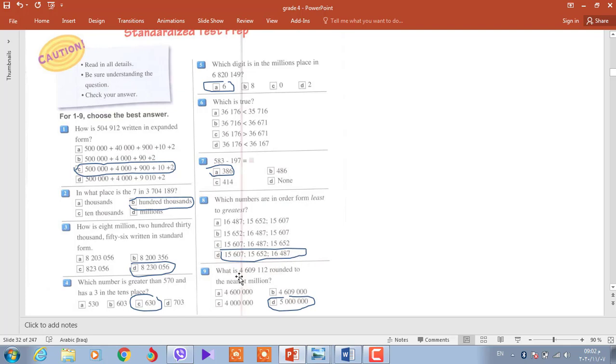What is 4,609,112 rounded to the nearest million? We have ones, tens, hundreds, thousands, millions. So 4 is in the millions place. The number behind it, 6, is greater than 5, so increase 4 by 1, which is 5. So we have 5 million, dear students. Which one is 5 million? A, B, C, or D? D is 5 million. So D is right.